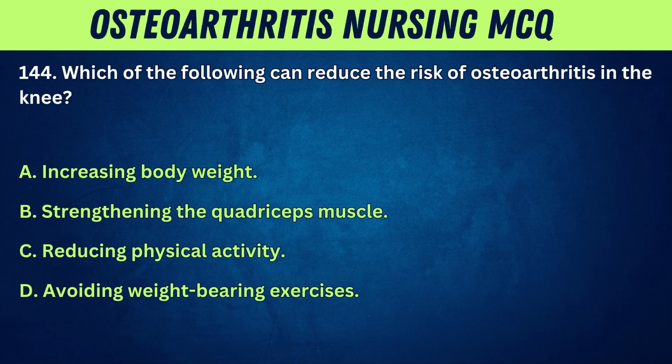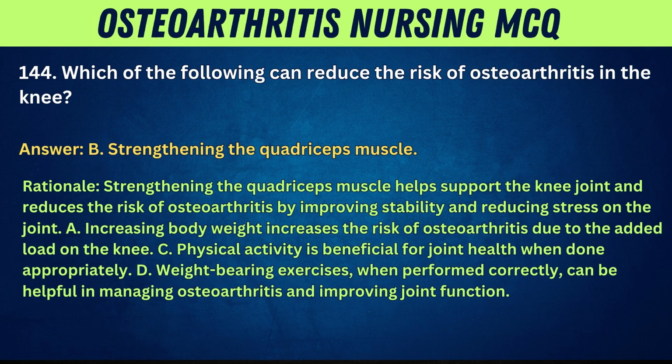144. Which of the following can reduce the risk of osteoarthritis in the knee? A. Increasing body weight. B. Strengthening the quadriceps muscle. C. Reducing physical activity. D. Avoiding weight-bearing exercises. Answer: B. Strengthening the quadriceps muscle.